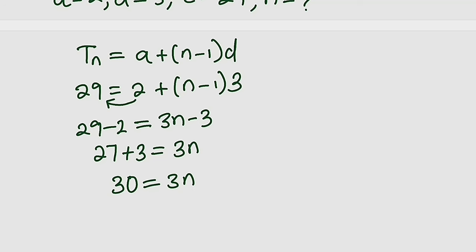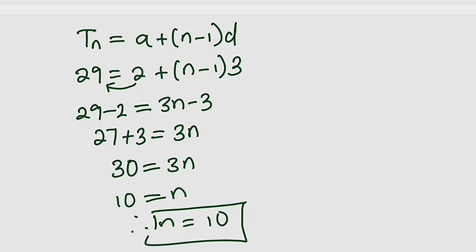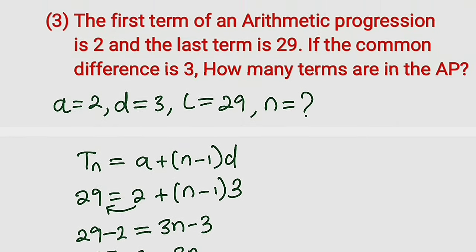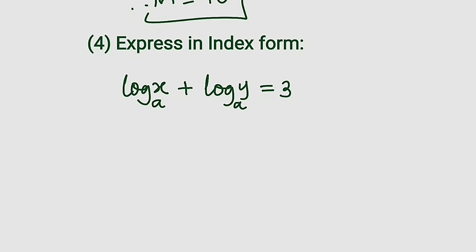The moment you divide both sides by 3, you have 10 here, and this equals n. Therefore, n is equal to 10, which means that the number of terms in this sequence is 10. This is question number 3. Now let us move on to question number 4. We are asked to express log of x to the base a plus log of y to the base a equal to 3 in index form.